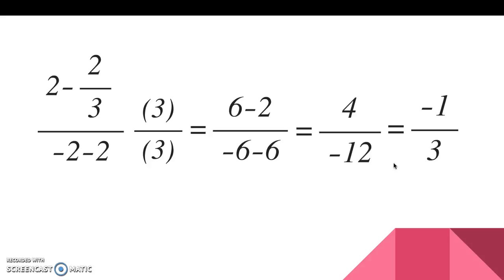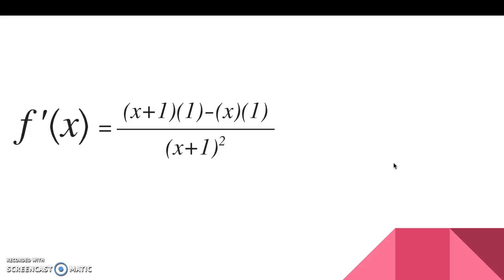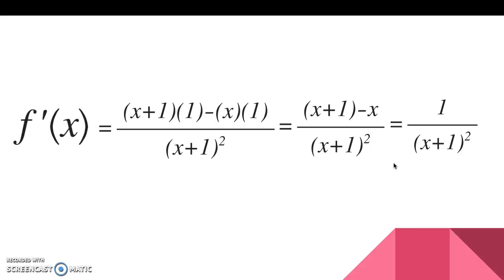Next, we will need to find the derivative of the function using the quotient rule. So we will have f prime of x, and in order to get the derivative of this function, we need to use the quotient rule, which is low d high minus high d low all over low squared, which will give us x plus 1 times 1 minus x times 1 over x plus 1 squared, which will give you x plus 1 minus x over x plus 1 squared, which will then reduce to 1 over x plus 1 squared.